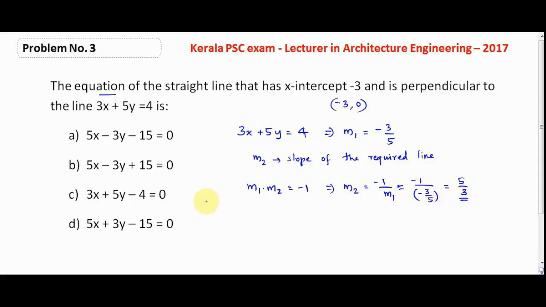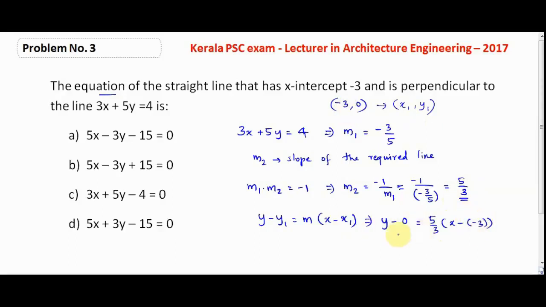Now let's try to write the equation of the straight line using the point slope form. Point slope form says that y minus y1 is equal to m into x minus x1. We will take this point as x1, y1, one point on the line. So y1 value is 0, and we can substitute that here: y minus 0 equal to m value. We have calculated it as 5 by 3, so 5 by 3 into x minus x1. x1 value we will take as minus 3, so x minus minus 3.